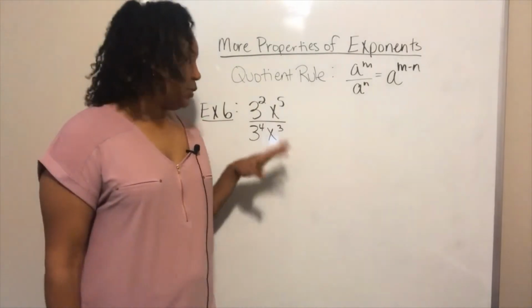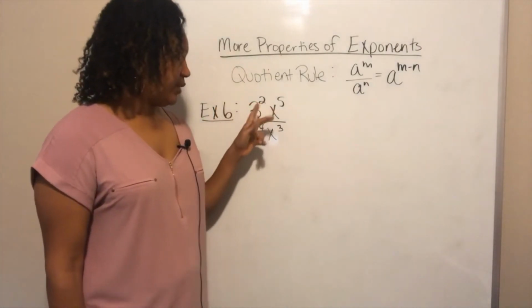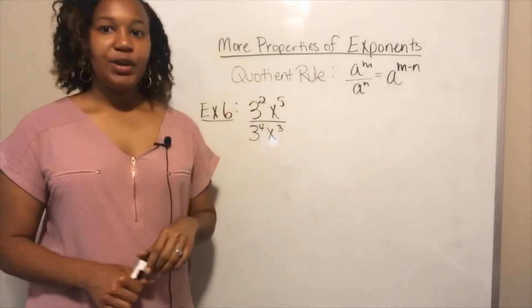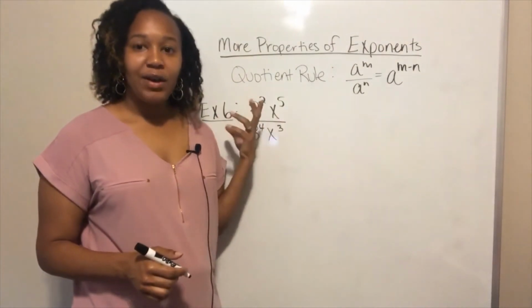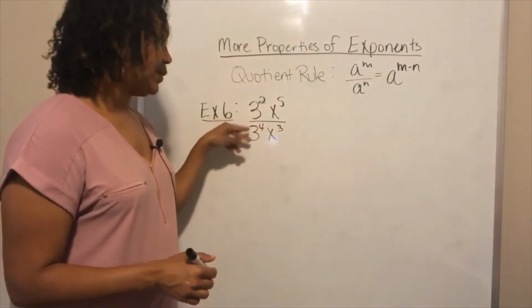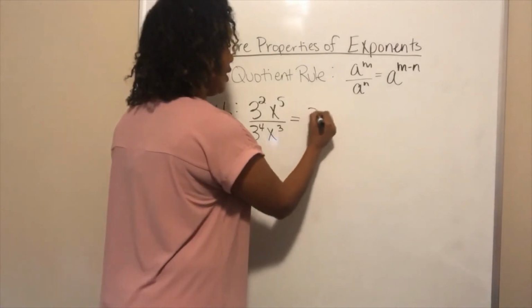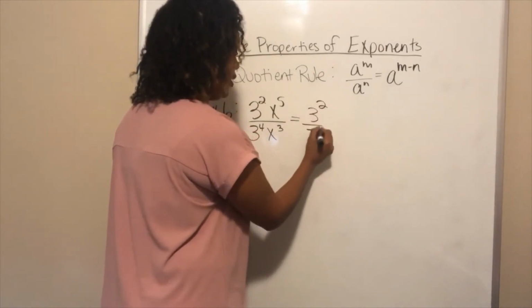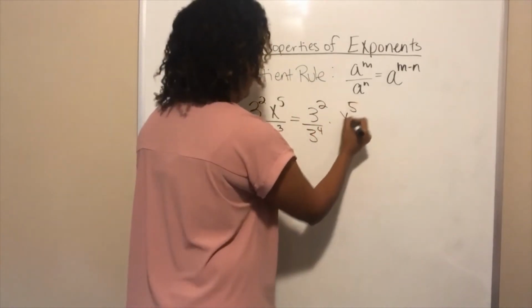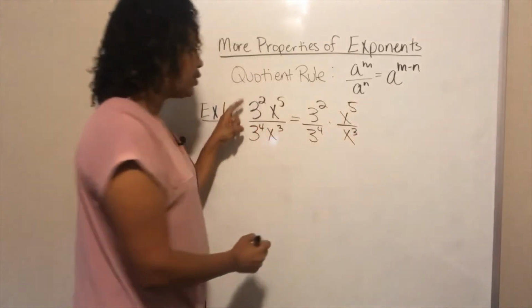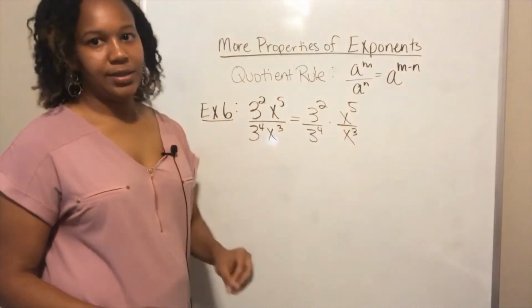For example 6, we want to evaluate 3 squared x to the 5th divided by 3 to the 4th x to the 3rd. And so basically we have two separate things with the same base that's being divided. So I'm going to break it up as 3 squared over 3 to the 4th times x to the 5th over x to the 3rd. So I wrote the 3's together and I separated and wrote the x's together.